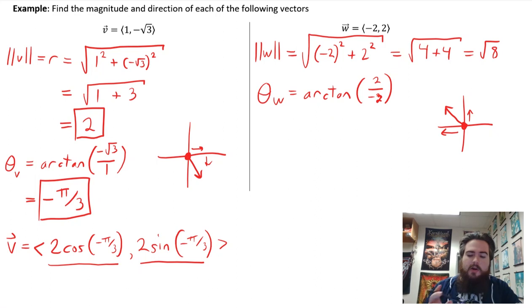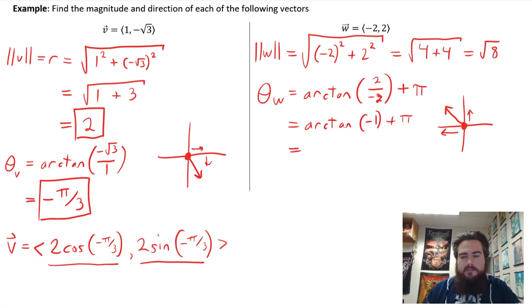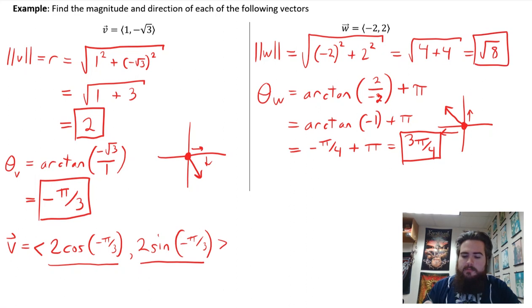So that means whatever arctangent of 2 over negative 2 results in, we would need to add pi to that, or subtract pi, in order to get to an angle measure in quadrant 2. Thankfully, we do not need to leave it like this because we can evaluate arctangent of 2 over negative 2. That is also the same thing as arctangent of negative 1. An arctangent of negative 1 in quadrant 4 would be negative pi over 4. And when you add pi to that, that will give you the quadrant 2 angle measure of 3 pi over 4. Giving us both our magnitude and direction angle for W.